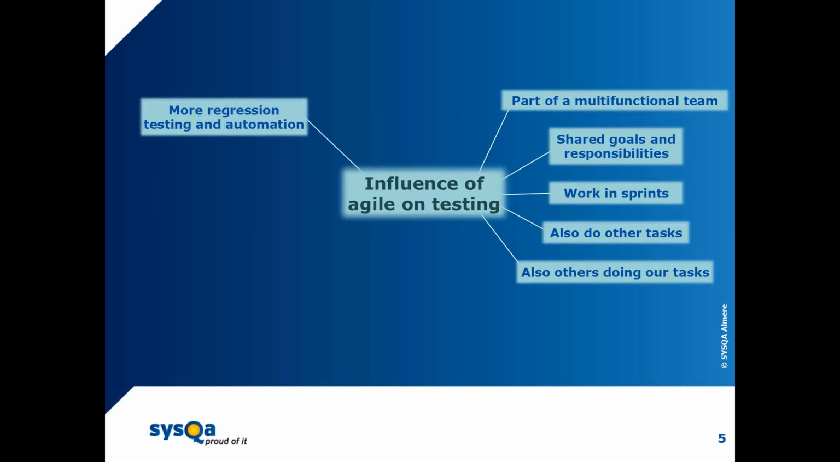Another thing is that we do much more regression testing. We do not only test within the sprint, but we also test the features that have been built in sprints before. And that means a lot of regression testing, and due to that, a lot of automation. You cannot do good Agile without test automation, in my opinion. So test automation became mature in the age of Agile.